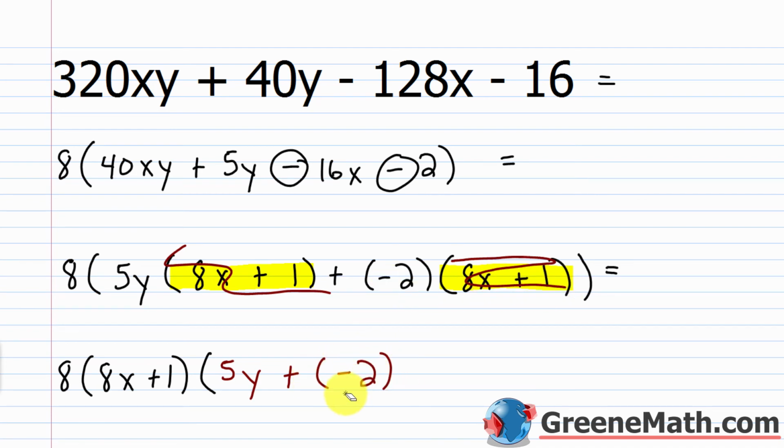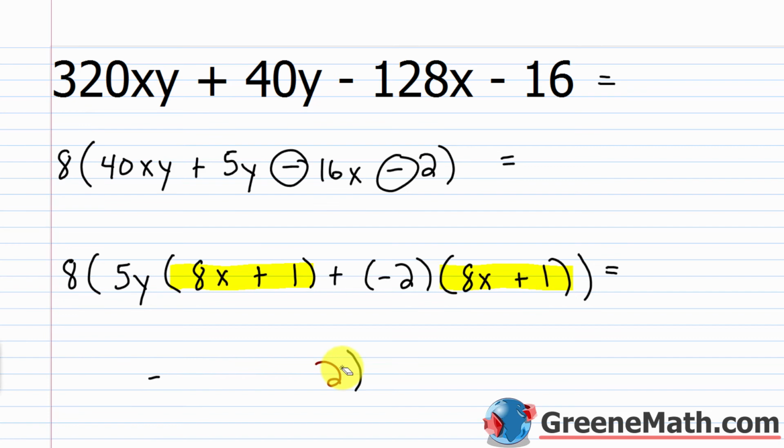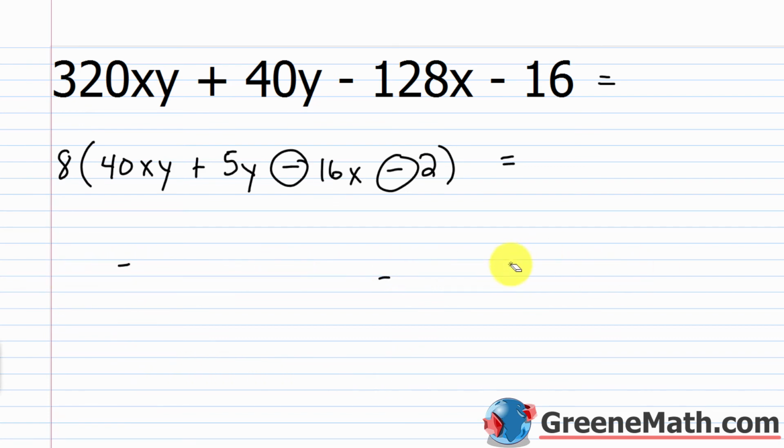So you can put plus negative 2 or you just put minus 2. Doesn't really matter. And close the parentheses there. And we have our answer. We have 8 times the quantity 8x plus 1 times the quantity 5y minus 2. Now this is factored completely. I'm going to show you what would happen if you didn't do this step when you began. You would have had something that had additional factoring that needed to be done.